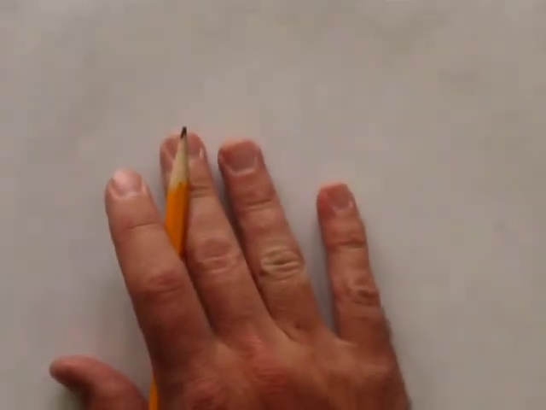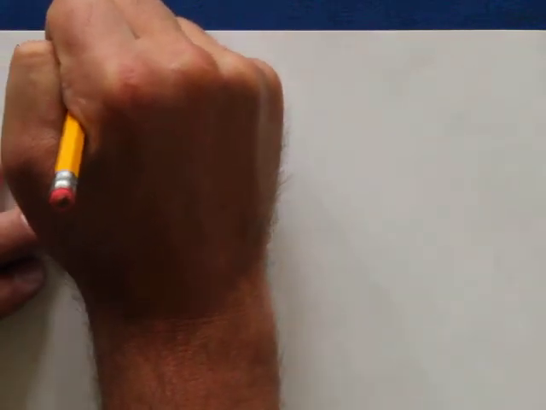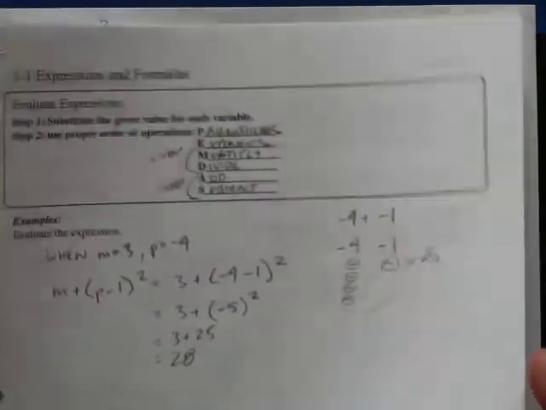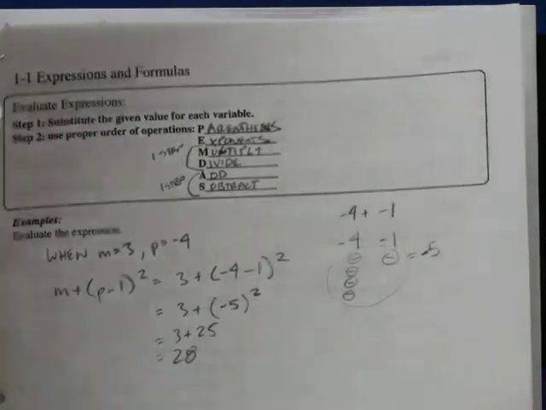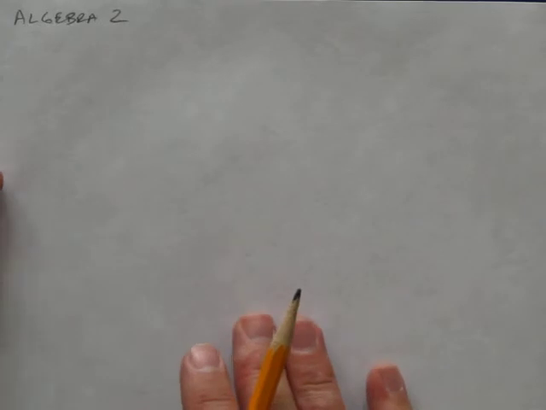All right, here we go. Algebra 2. I'm going to write Algebra 2 on the top of the page. You might have something that looks like this, and that's great. You can follow along that way. If you just have a plain piece of paper, you can follow along this way. We're all going through the same material. 1-1 is what we're going to look at today: Expressions and formulas.